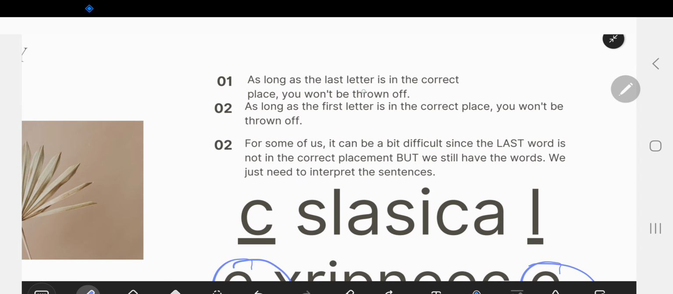So number one, as long as the last letter is in the correct place, you won't be thrown off. As long as the first letter is in the correct place, you won't be thrown off. It can be difficult, but we still have the words.